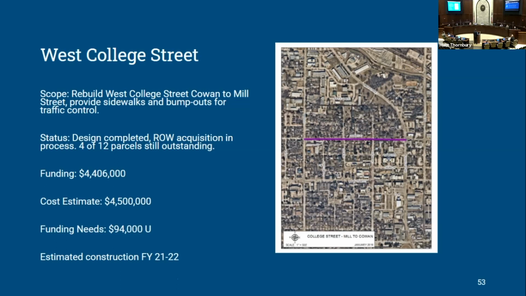West College Street, we're in the same boat here with regard to the project being designed. We're at a point now where we're still obtaining right-of-way. We started out with 12 parcels. We've got 4 parcels remaining. We're having a little bit of difficulty with one property owner, and we're desperately trying to appease them so that we can avoid condemnation. And we're just a little bit short on the utility funding on this project.